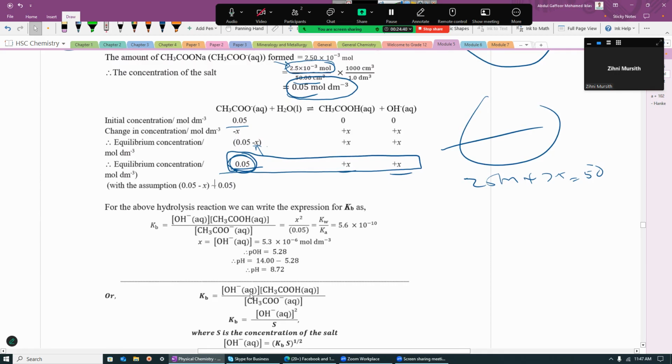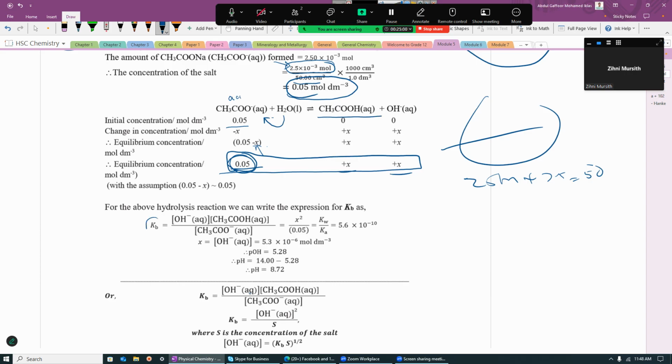This is actually accepting OH minus. This is accepting H plus, I'm sorry. So, is this acid or base here? It is a base. Why? Because it is accepting H plus to form CH3COOH.